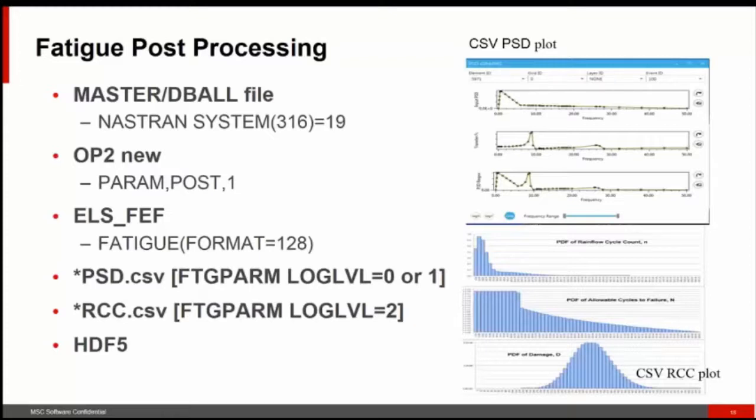Additional outputs that are given to the user by the fatigue utility are a HDF file, which will give you several outputs as far as the fatigue output for elements and nodes, depending on the option selected. Users can also get a CSV file that can be read into Excel easily. So yeah, the RCC will give you the PDF, and the PSC will give you the transfer function data as well as the output PSC and other items.